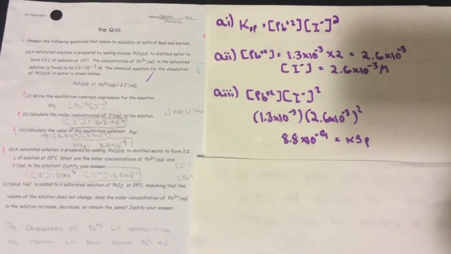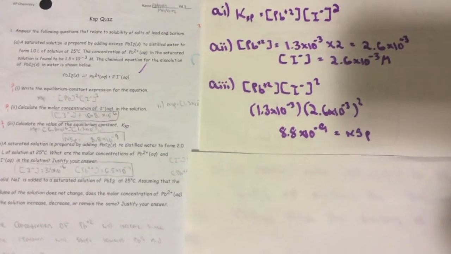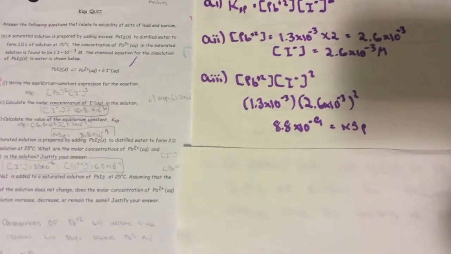A3, we have to calculate the value of the equilibrium constant Ksp. So we just plug in the values of Pb2+ and I- into the equation from A1, and we get 8.8 times 10^-9 is equal to Ksp.